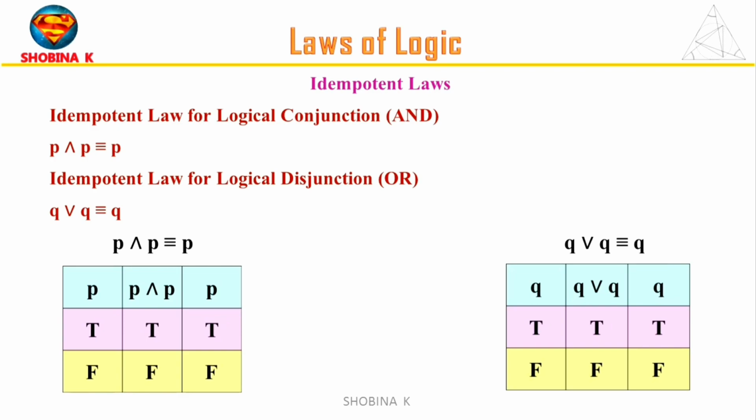This means that if a proposition P is true, then P and P is also true. If P is false, then P and P is false. In other words, the result of conjunction is unaffected by repeating the same proposition.